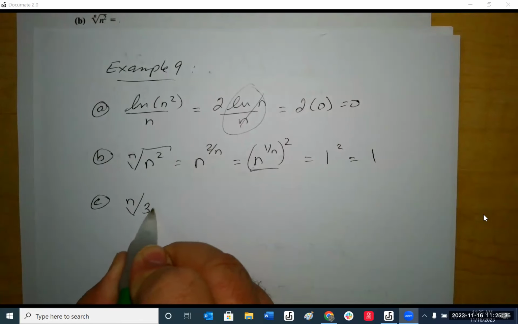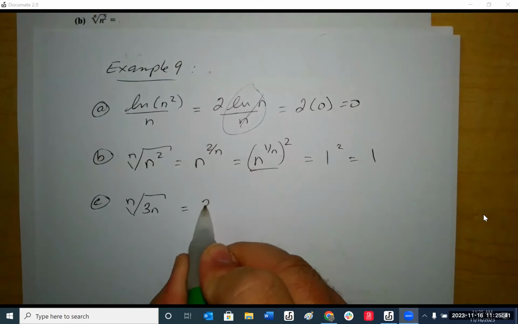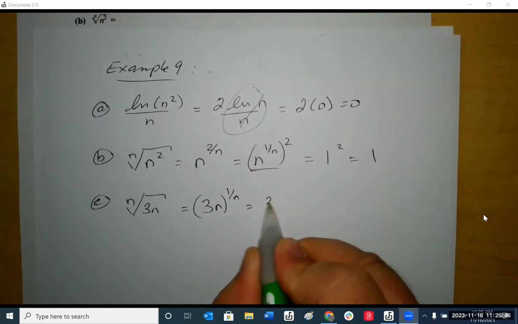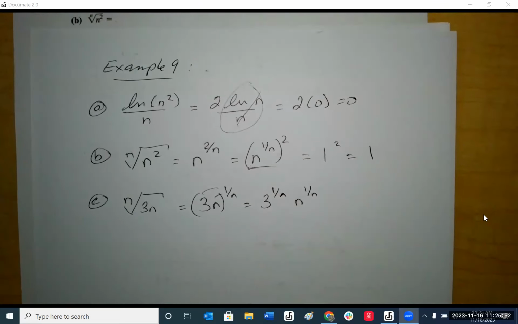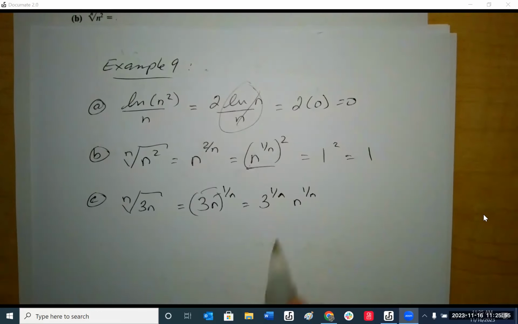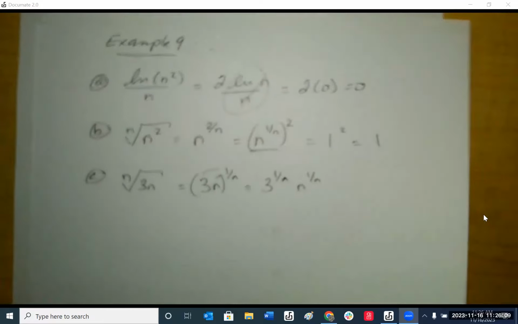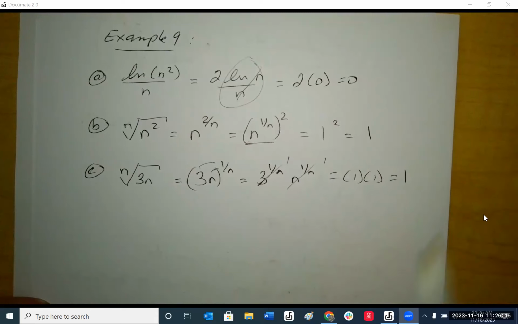Next, the nth root of 3n, which is 3n to the power 1 over n, 3 to the power 1 over n, n to the power 1 over n, distribute. According to the theorem, anything to the power 1 over n goes to 1. So this one goes to 1, this one goes to 1, it goes to 1.